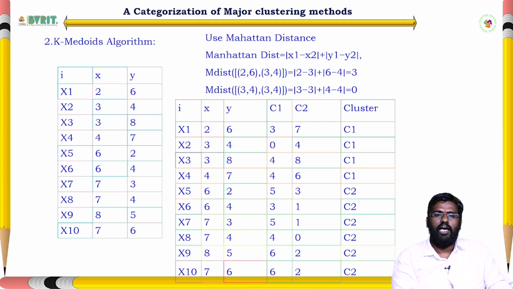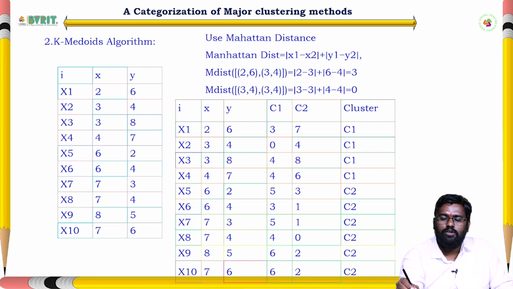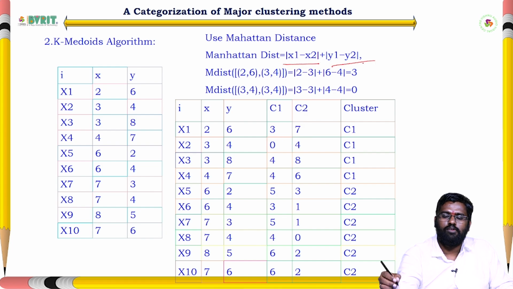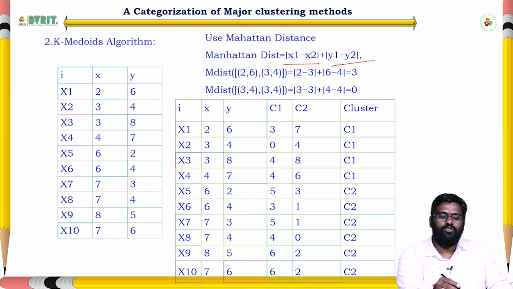In this, the main thing we are calculating is the Manhattan distance. Manhattan distance means modulus of x1 minus x2 plus modulus of y1 minus y2. These two make the Manhattan distance. Now see here, these are the points we have taken. These are the x values and these are the y values. Now we have to subtract the C1 value from these. Like that we need to calculate for all the C1 and C2 clusters.